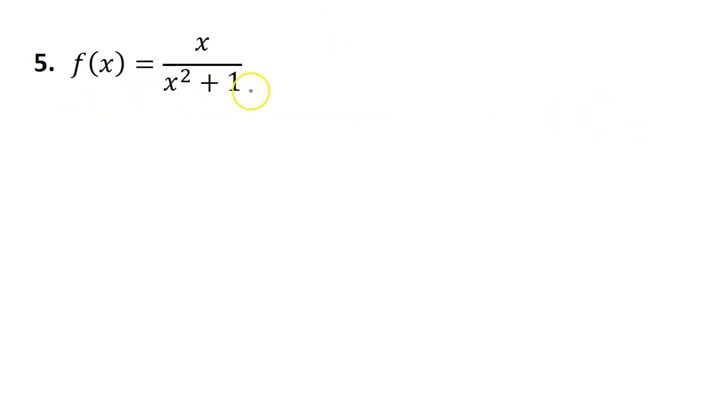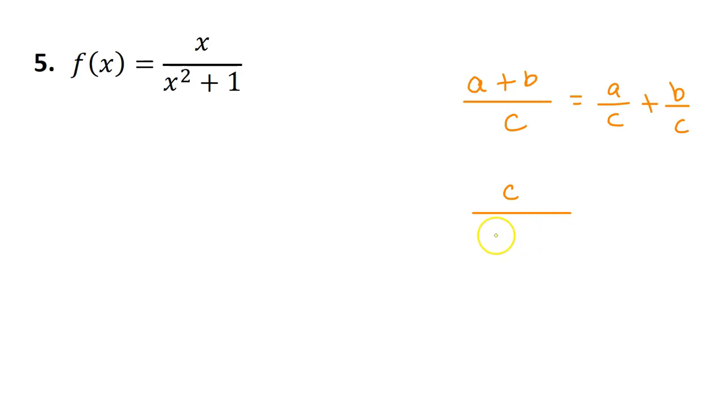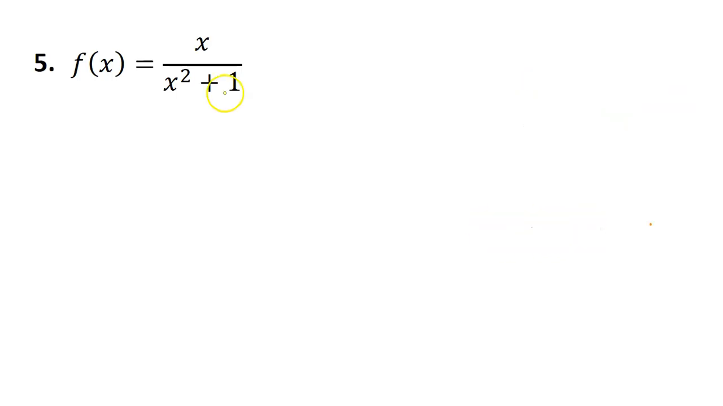We are going to need the quotient rule for number 5. We see x's in the numerator and the denominator. Sometimes we can avoid using the quotient rule when we have a function in the form a plus b over c. We have learned that this can be rewritten as a over c plus b over c. I call it the a plus b over c rule. But guess what? There is no c over a plus b rule. So we will simply have to do the quotient rule.